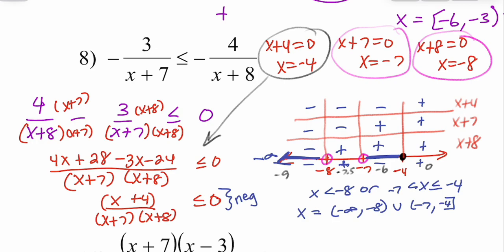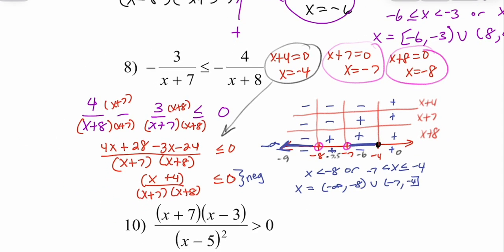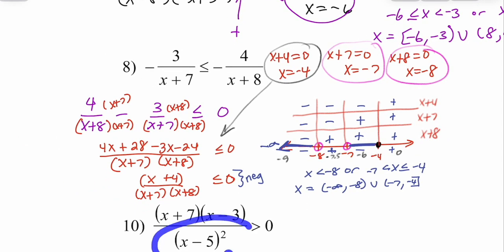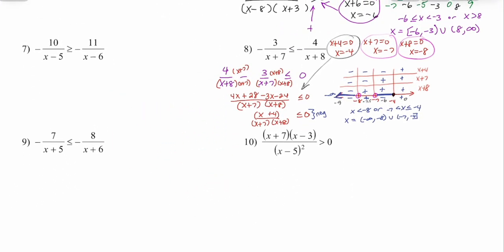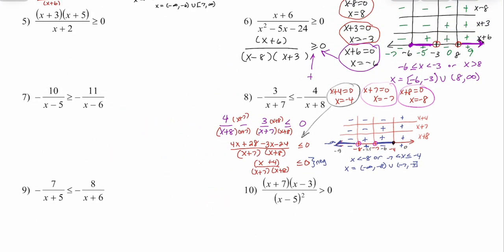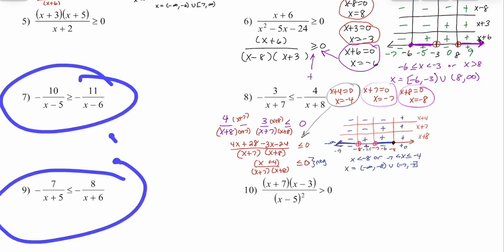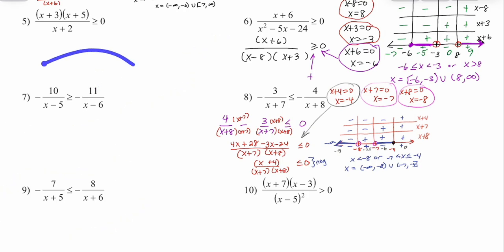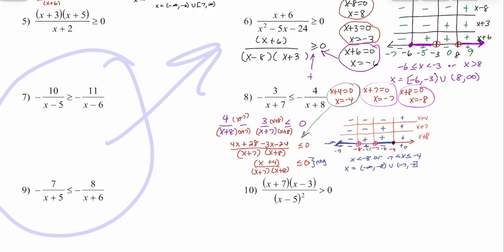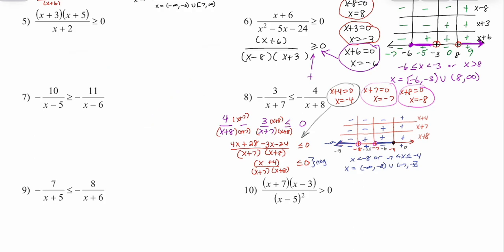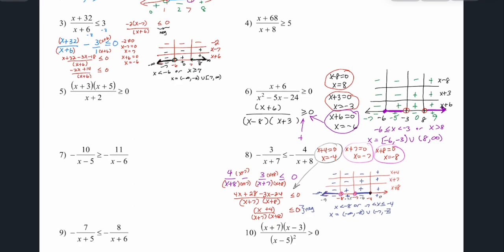Please look at number 10 below this one. You might notice that we have a squared on that one. When you do make the chart, remember to include that square, because the power will make everything positive in a wonderful, lovely way. 7 and 9 are exactly like 6. You're going to move that over and get common denominators. Follow the exact same pattern we did with number 6. And if you follow that, you should be good.